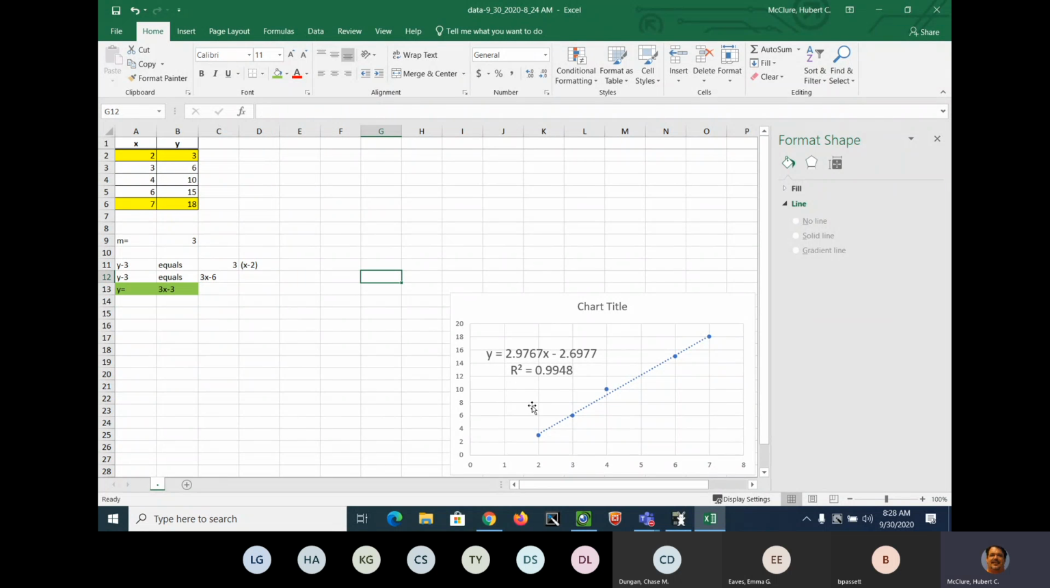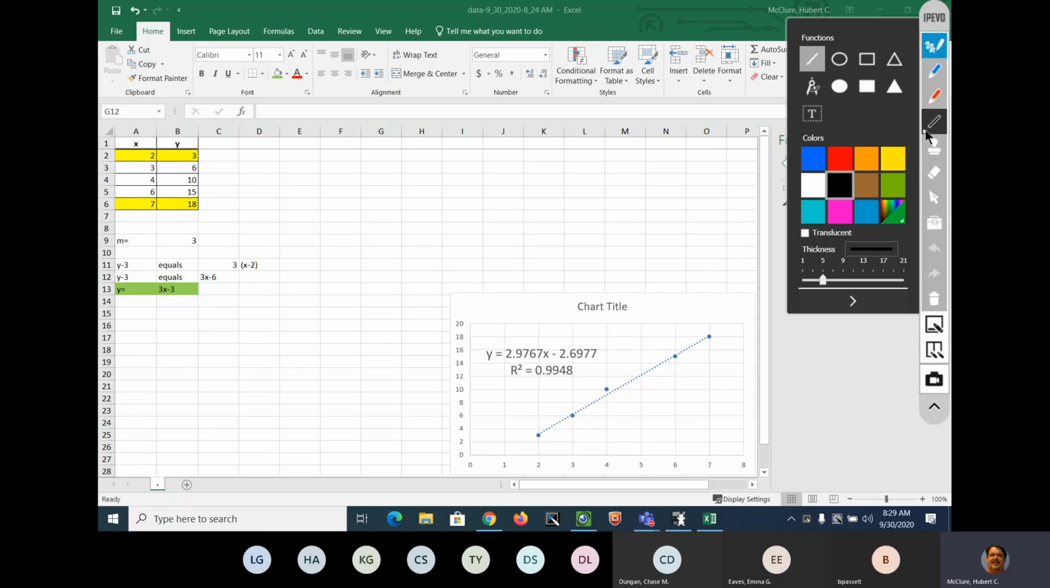Now, what did we just do? Well, basically, I'm going to pull up my handy dandy shapes. I want to do a straight line, in red. Okay, here's that point right here of (2, 3). And that line right there is the line we just did in green.